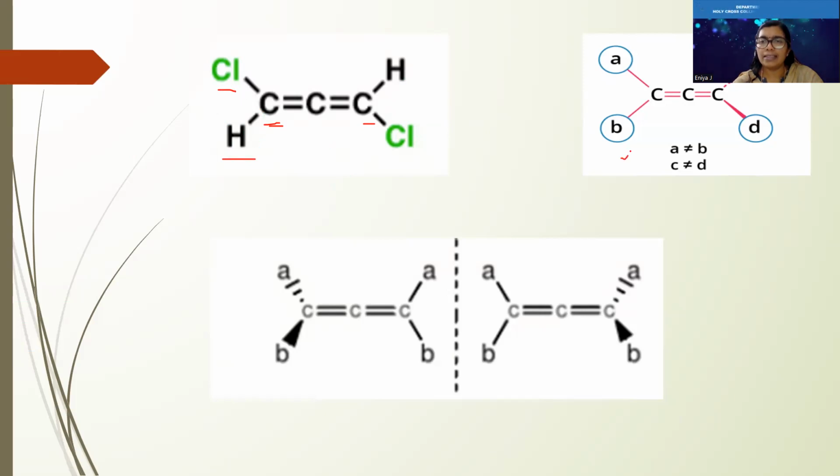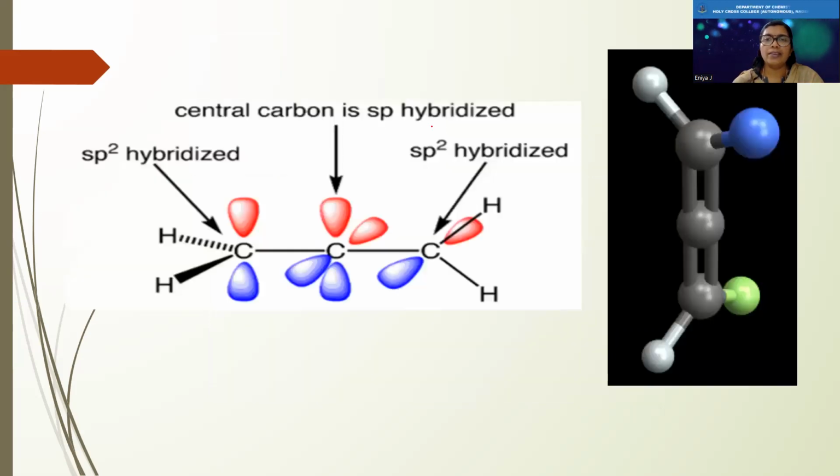So this is another example. In this allene, this terminal carbon atom has A and B and this terminal atom has C and D. So the groups present in the terminal carbon atoms are different and this allene is optically active. Then, the reason behind the optical activity of allenes.